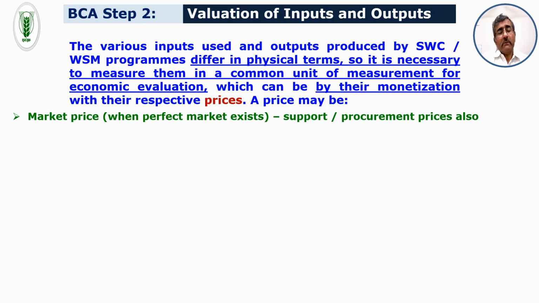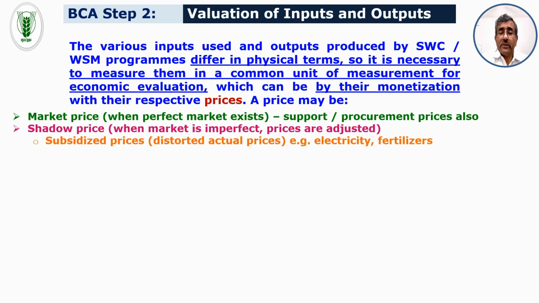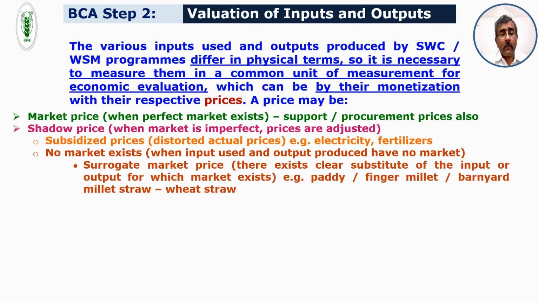watershed production may produce an additional 1,000 liters of milk and an additional 100 quintals of wheat. We cannot add them. Watershed management may cause an additional 100 kg of seed requirement and an additional 1,000 units of electric power requirement. We can't add them. So the best way is to monetize them, and for the monetization we need their respective prices.